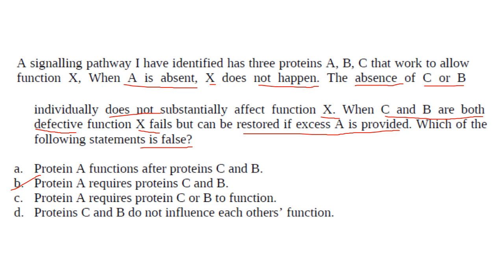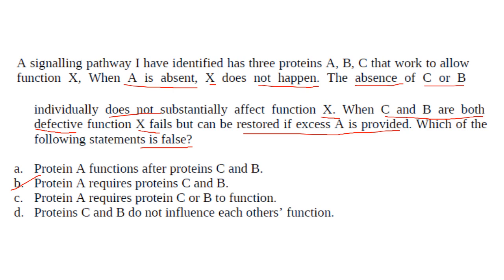Protein A functions after protein C and B. That is correct because this is a pathway. First, they have told that the absence of C or B individually does not substantially affect function X. If either C is absent or B is absent, it is not going to affect function X because C can give rise to A, B also can give rise to A, and A can allow the function X to happen.